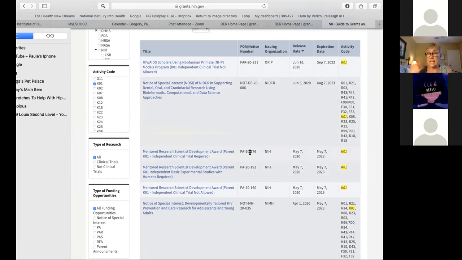20 means that's the year that it came out. And then it just has some number. We don't care about that number so much. So this program announcement came out May 7th. So this is hot off the press. This is your hot K01 announcement. And there's actually 2 of them now. Used to be there was just one, but they've now separated out for clinical trial required or no clinical trial.